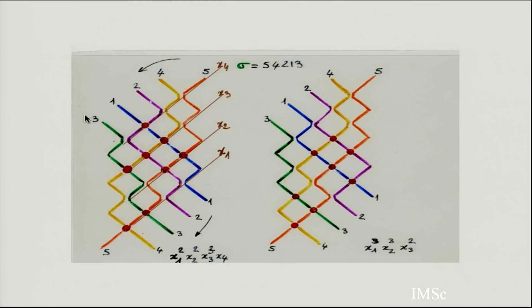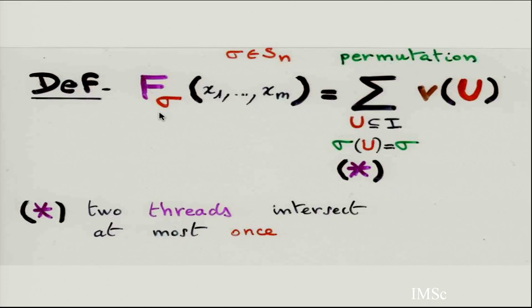Like this, you see. Suppose you take all such diagrams, all choices of red points, such that two colored lines intersect at most once. Each of these subsets U gives you a monomial. Take the sum of all the monomials giving a fixed permutation. And this is F sigma. F sigma is the sum of all the weights, the product of the xi, all the monomials, summed over all subsets U giving the same permutation sigma with the condition star.